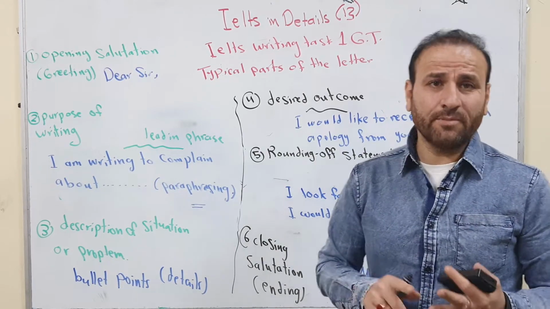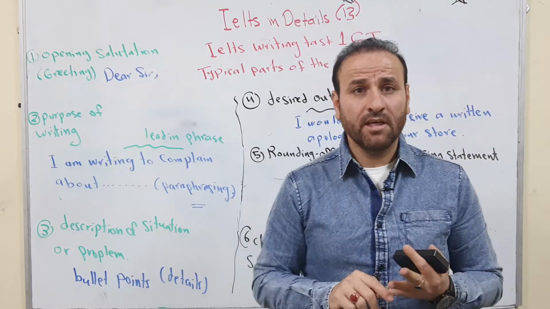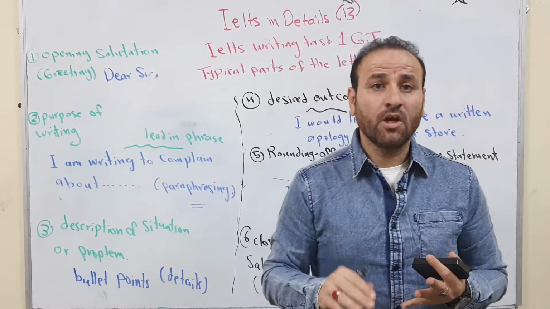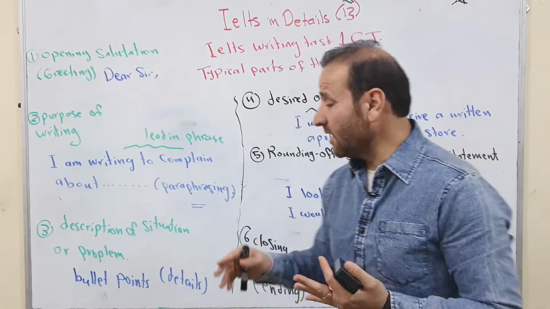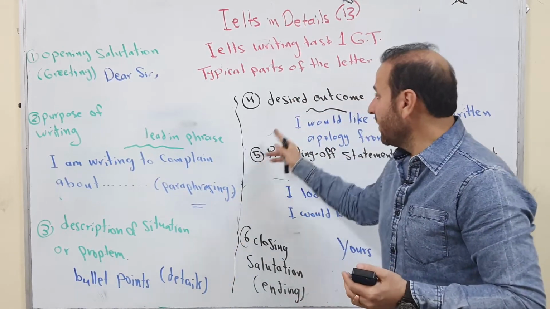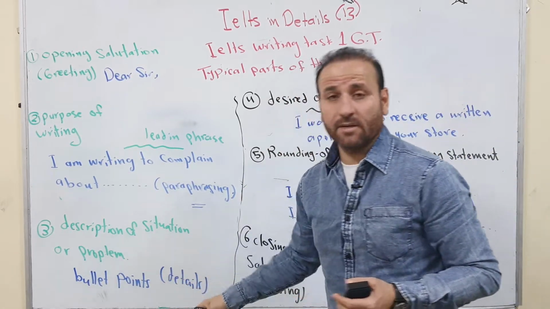Then the third element, which is the most important element, is the description of the situation or the problem, depending on the bullet points. Of course, we generally have 3 bullet points, 3 main points. We have to cover them all. Probably the last one, the last bullet point, is where we can write details about the letter.